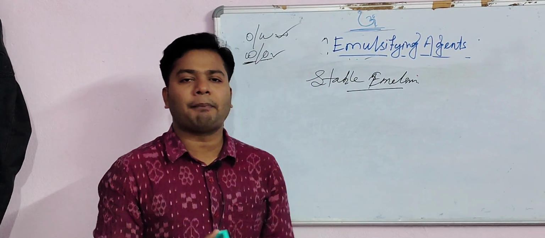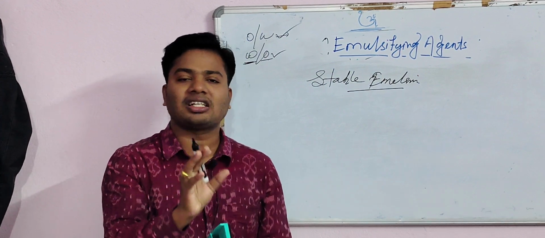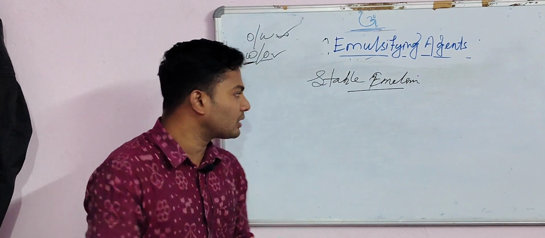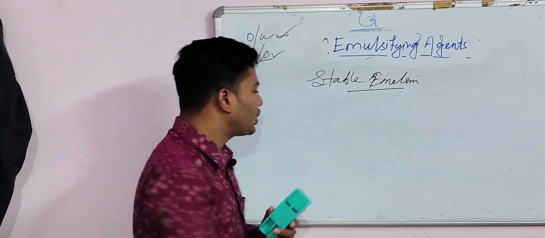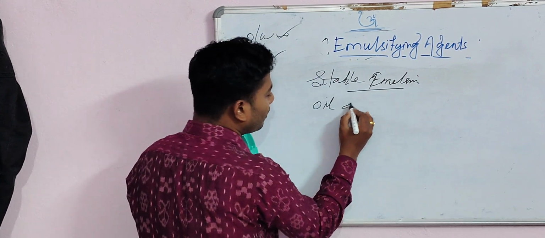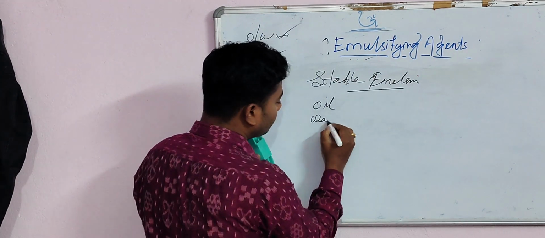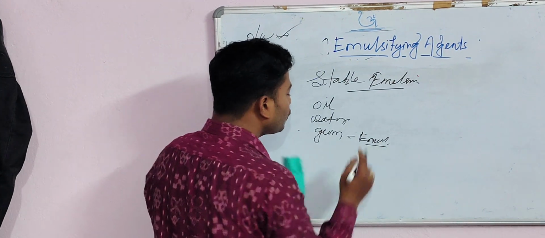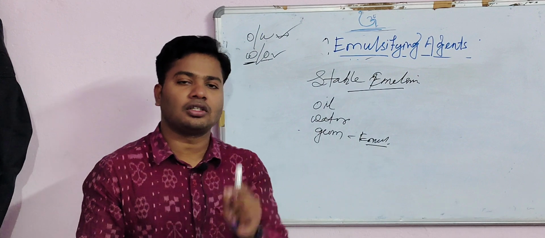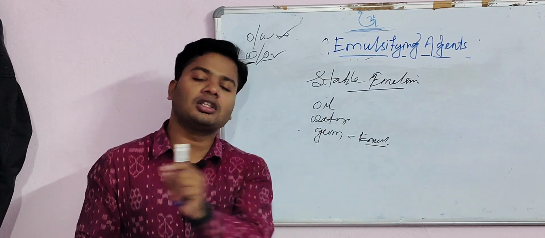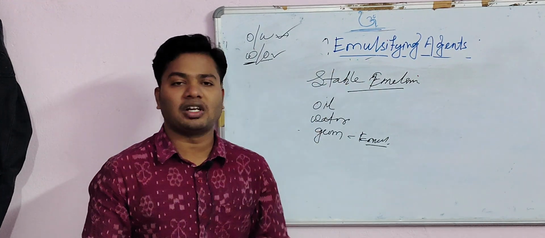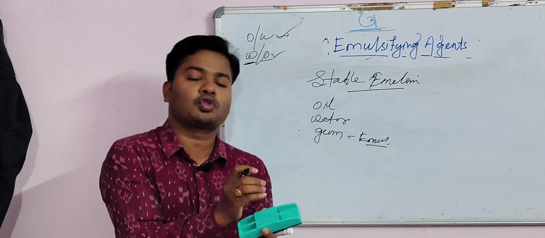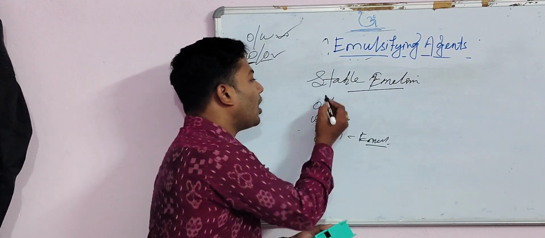Because sometimes no single emulsifying agent possesses all the properties for the preparation of a stable emulsion. What is the composition of the emulsion? Oil, water and gum, that means the emulsifying agent. My point is that no single emulsifying agent possesses all the properties for the preparation of a stable emulsion. That's why you have to choose a particular type of emulsifying agent for the preparation of stable emulsion.